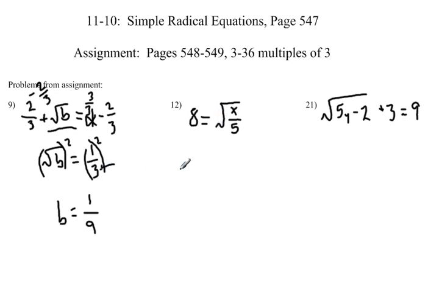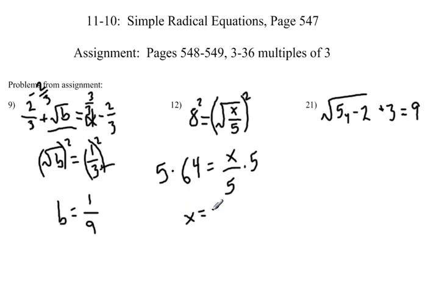All right, number 12. Your first step is, again, going to be to square both sides. So 8 squared is 64, and that will bring your x over 5 out from your radical sign. Now multiply both sides by 5 to get your answer. X equals 64 times 5 gives you 320.